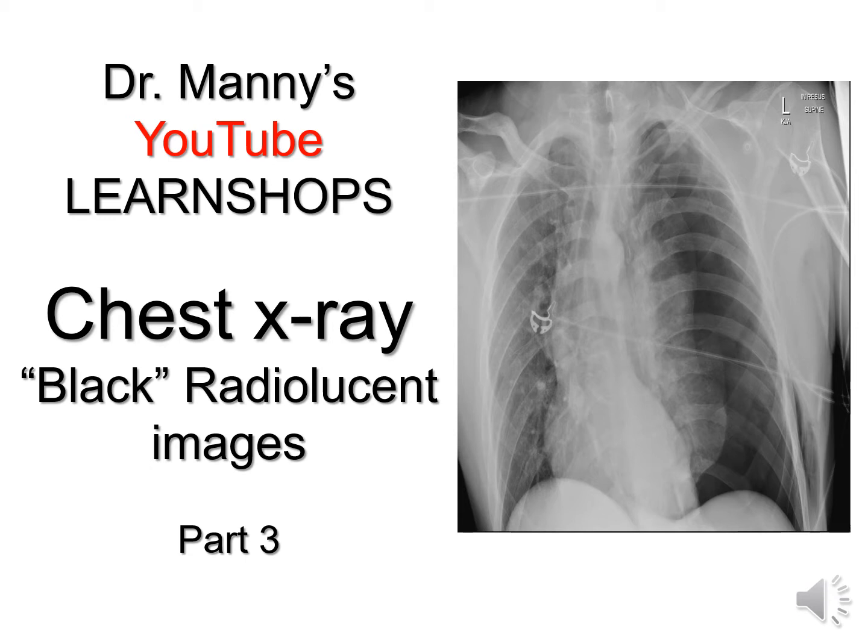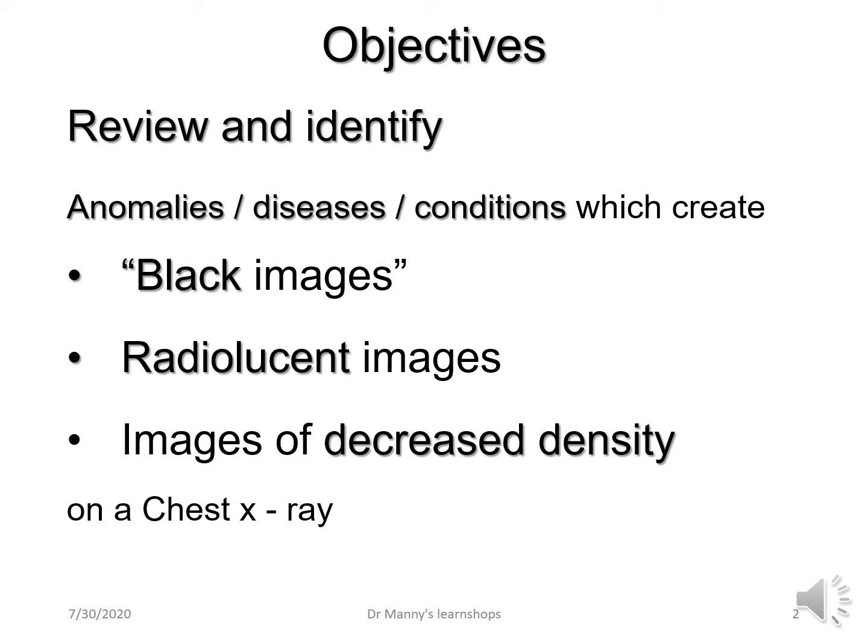This is chest x-ray interpretation part 3, and we'll be looking at black or radiolucent images which are created on a chest x-ray. The objectives for this session are to review and identify common anomalies, diseases, and conditions which may create a black image, a radiolucent image, an image of decreased density on a chest x-ray.